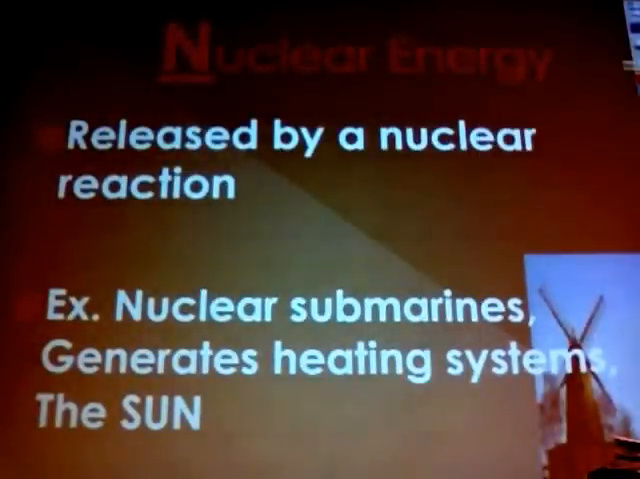Okay, so there's certain kinds of potential energy. One type is nuclear energy. This is released by nuclear reaction. Some examples of ways we use nuclear energy would include nuclear submarines, the heating systems that generate energy based on the release of a nuclear reaction, and then the energy from inside of the sun is all examples of nuclear energy.